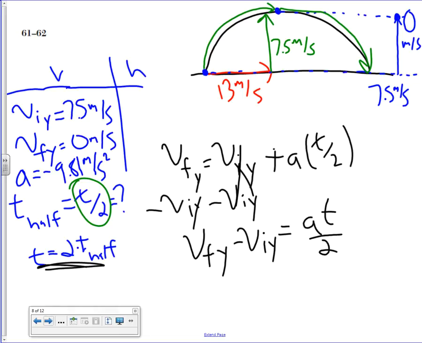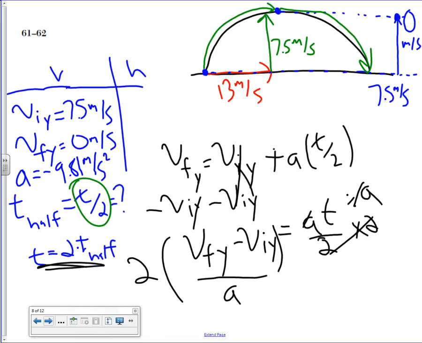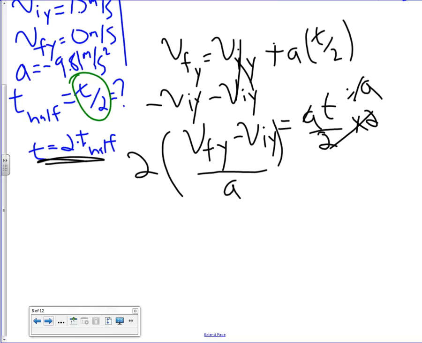Just bring them together. T goes on bottom. So, in order to get the 2 away, I'm going to multiply by 2. In order to get the A away, I'm going to divide by A. That's my cross down. Divide by A, and then I'll multiply by 2. So I just did those at the same time. Now we just have T on one side.